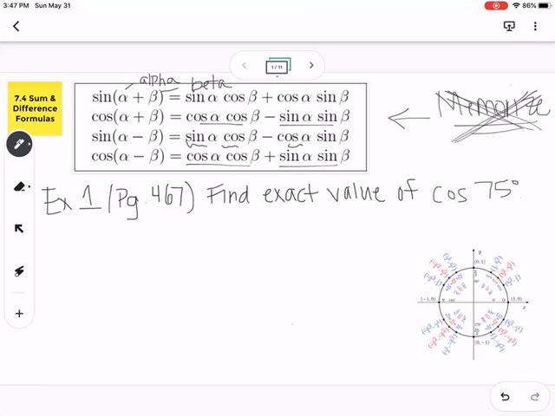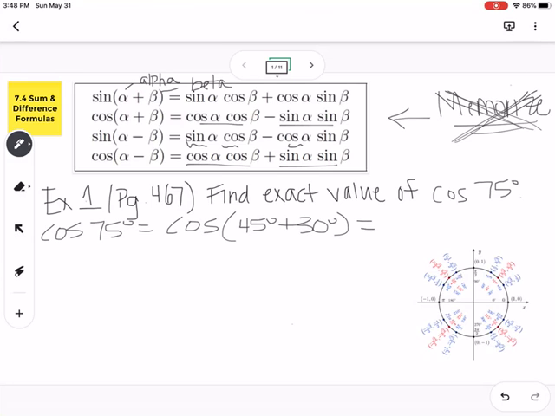I put the unit circle here because you're used to easy angle measures, like 30, 45, and 60. You can break up 75 degrees. So we're going to say that's the cosine of 45 degrees plus 30 degrees, because these are easy angle measures that we can get the value of the cosine from the unit circle.